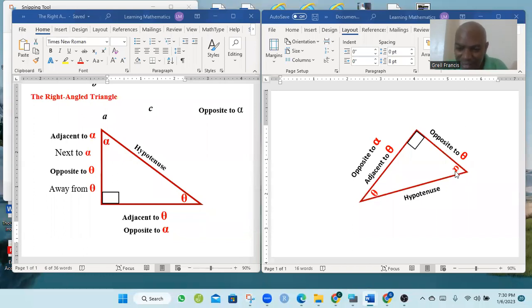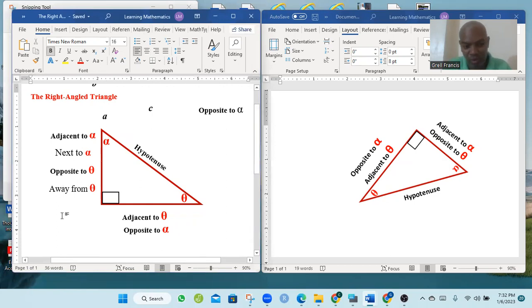So because this side is next to alpha, that side there is adjacent to alpha. So you can call this side adjacent to alpha also. So therefore now, no matter how the triangle is twisted, the hypotenuse is always away from the 90 degrees, and the two other sides' labeling depends on which acute angle you are dealing with. Just remember, adjacent means next to. So once the angle is next to the side, you say adjacent to that angle. And opposite means away from. If you are referring to an angle that is away from that side, you say opposite to that angle.